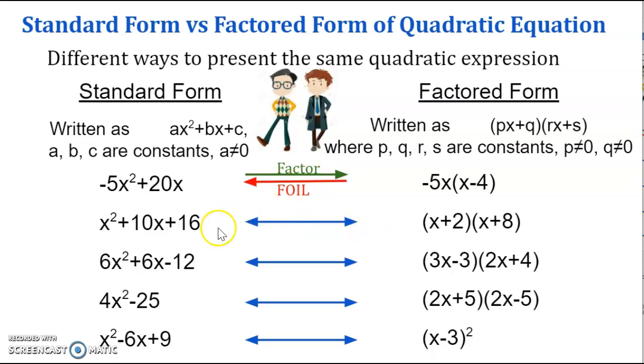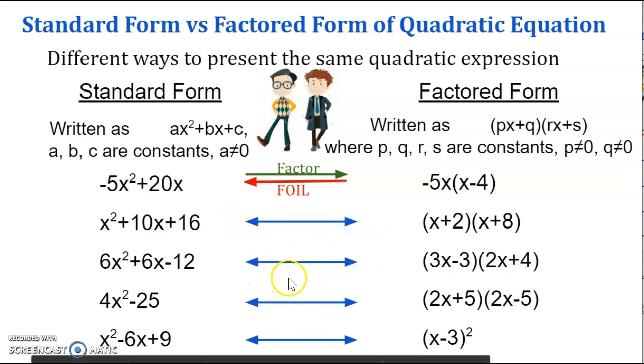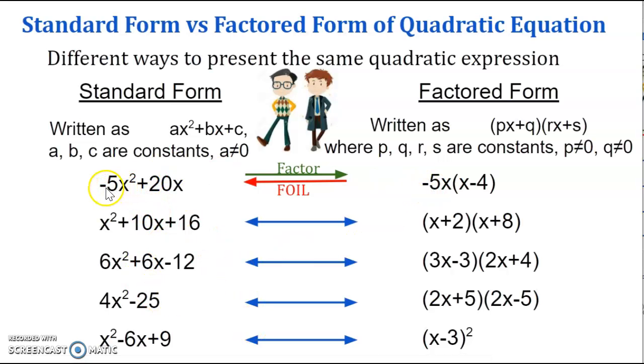So you can go back and forth interchangeably. They do represent the same expression. -5x squared plus 20x is exactly the same as -5x multiplied by x minus 4. They are the same thing, they just look different.